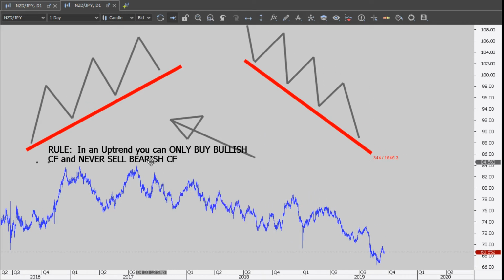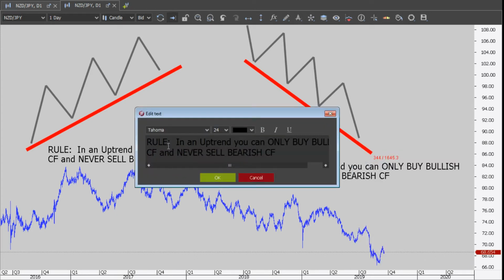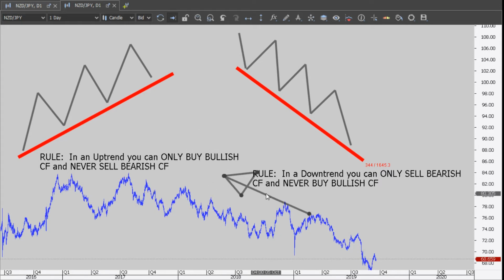And we're going to clone, and similarly to the bullish is going to be the bearish rule. So in a downtrend, you can only sell bearish candlestick formation, and never buy bullish candlestick formations. So if you're a beginner trader, everyone, those are the rules, non-negotiable.